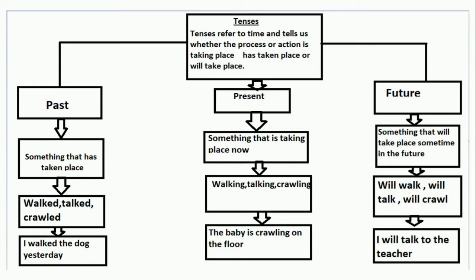There are three tenses: past tense, present tense, and future tense. Now, let's try to understand in other words. Tense refers to time and tells us whether the process or action is taking place, has taken place, or will be taking place. Towards the left, past tense is given. In the mid portion, present tense is given. The future tense is given towards the right side of the chart.